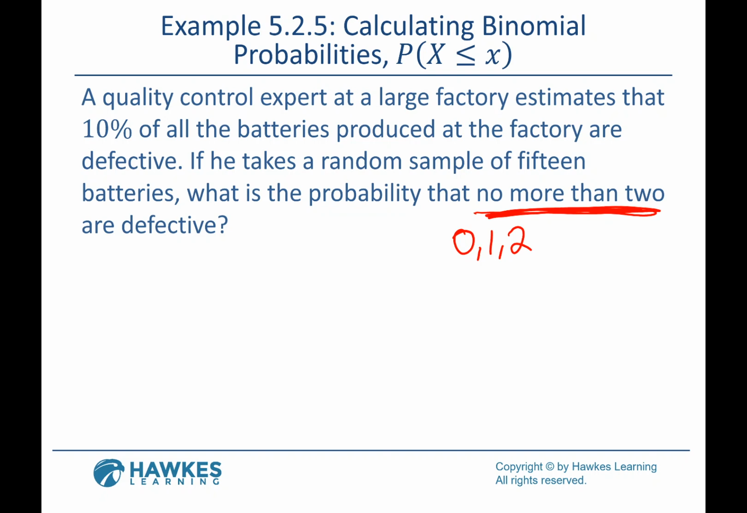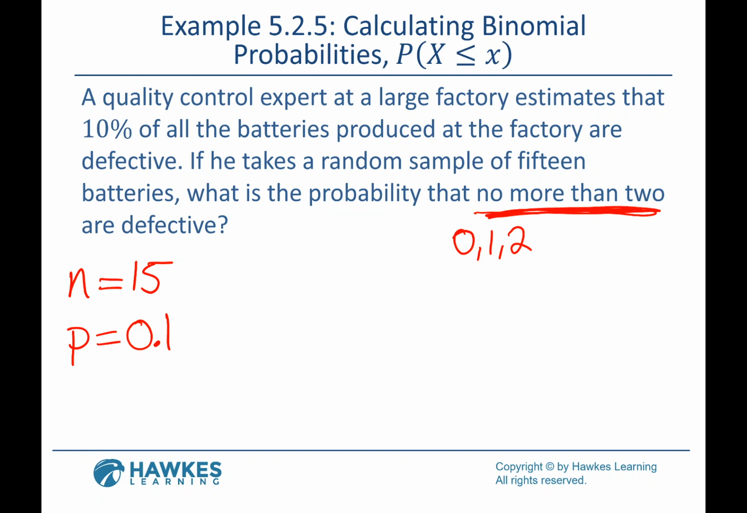There is a long way of doing this problem, and if you use the formula, that's what you get stuck with doing. You would have to use an x of 0, an x of 1, and an x of 2 and add all those answers together. So here our n was 15 still, p was 0.1, and then you would have to do the formula with 0, 1, and 2 for x and add all those answers together. Nothing wrong with doing it that way.